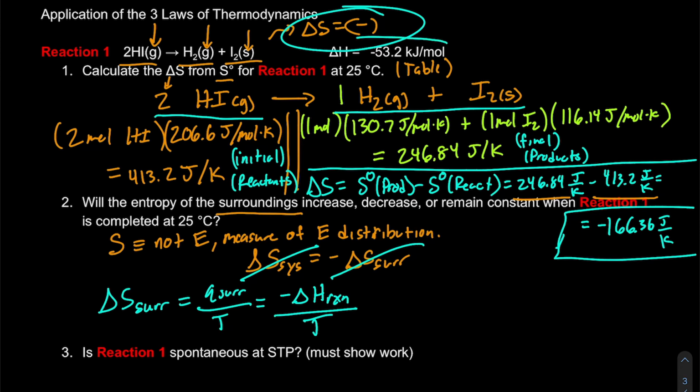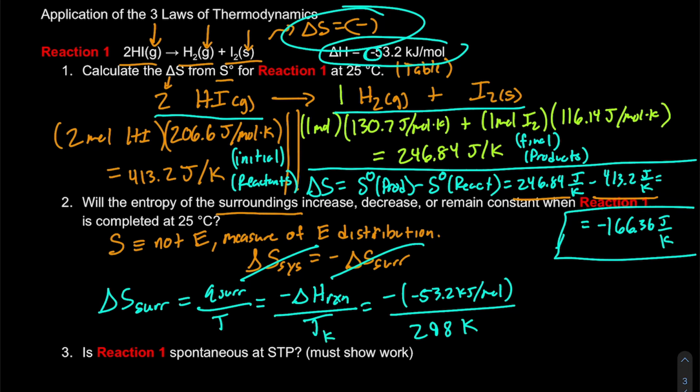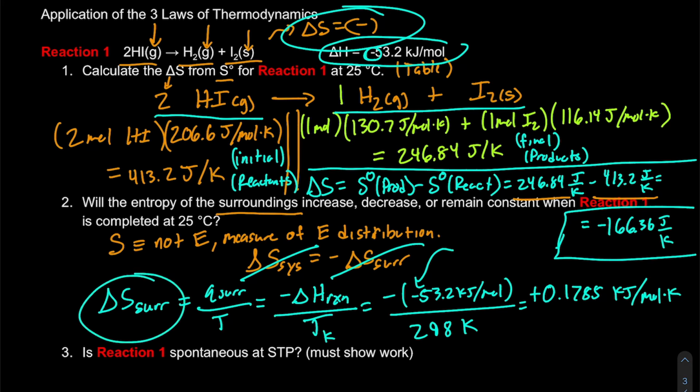We know that our enthalpy change here is negative. So if we wanted to, we could go ahead and calculate this, or we can just say qualitatively negative 53.2 kilojoules per mole divided by 280 Kelvin. So this is our temperature in Kelvin. We could say that it increased by 0.1785 kilojoules per mole Kelvin, right? So it's a positive value. What we would notice is that every exothermic reaction is going to release heat to the surroundings, and that's going to cause an increase in the surroundings' entropy.